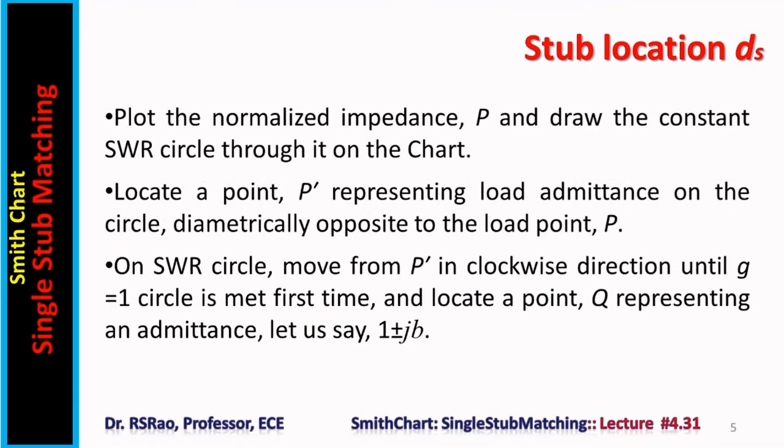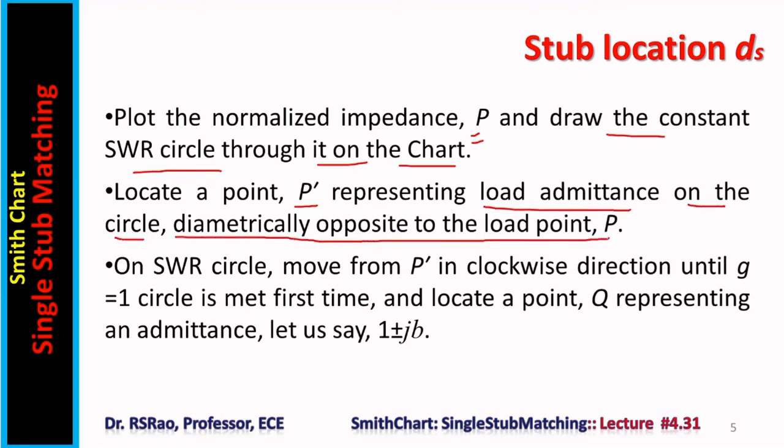Procedure is given here. Plot the normalized impedance on the chart, let it be P, and draw a constant SWR circle through it on the chart. Locate a point P prime representing load admittance on the circle, diametrically opposite to the load point P. So this P prime represents normalized load admittance.